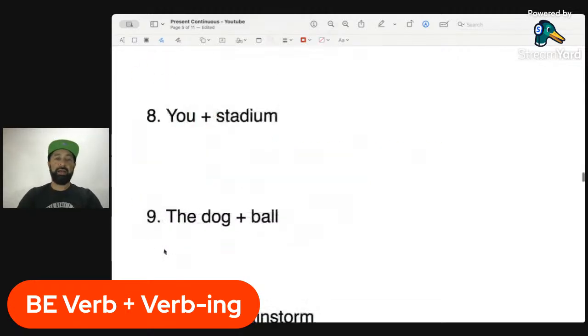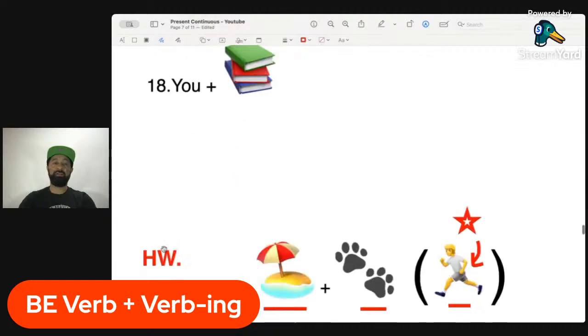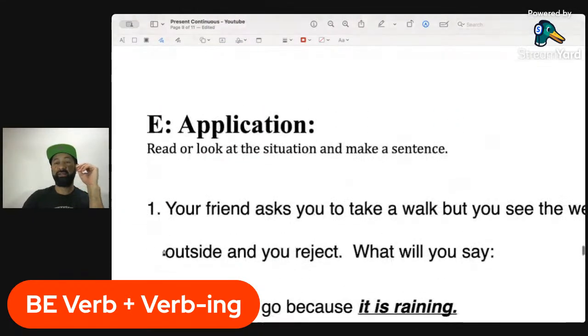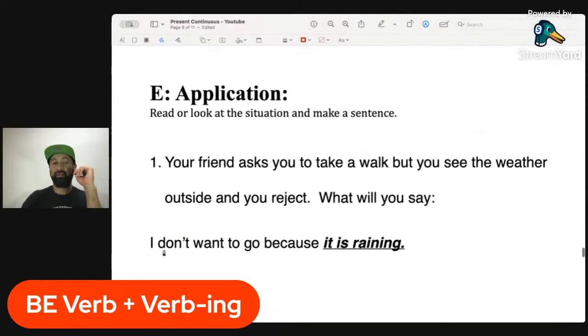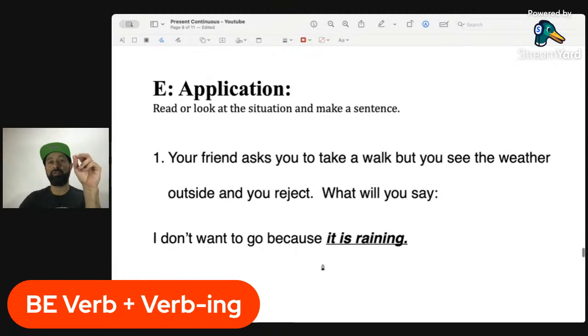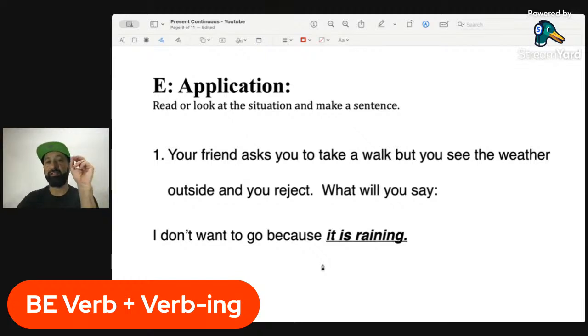Okay, so I do have another section, which is actually taking this to the next level. It's going to be more situational training. For instance, it says your friend asks you to take a walk, but you see the weather outside and you reject. What will you say? Well, I don't want to go because it is raining. Okay, so this application we will do tomorrow. In tomorrow's live lesson, I will be doing a live lesson. Today is just the warm up.